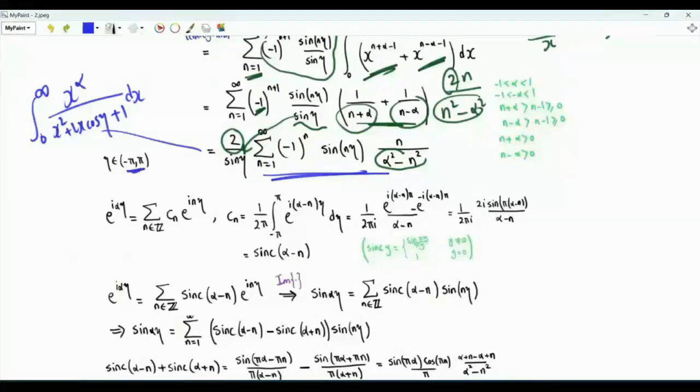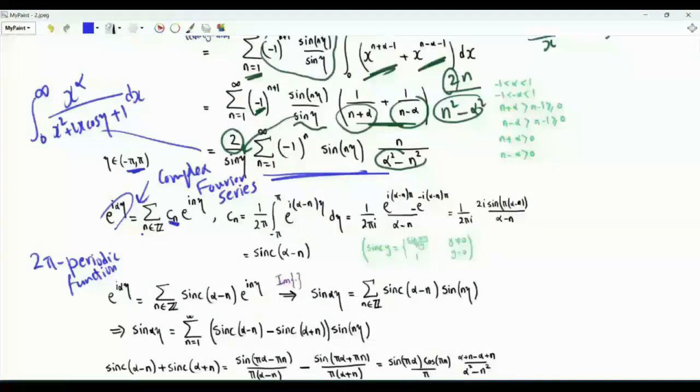Suppose that on the interval from minus pi to pi, we have the function e to the i alpha eta, and then it is periodized so that we get a 2 pi periodic function. The complex Fourier series is summation over integer n, c_n, the Fourier series coefficient, times e to the i n eta. The coefficient c_n is 1 over the period, 1 over 2 pi. Then we have an integration over a period. Let's take it here from minus pi to pi. Then we have the function e to the i alpha eta multiplied by e to the minus i n eta.